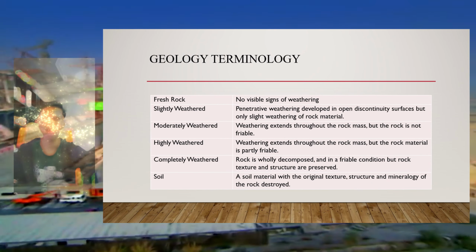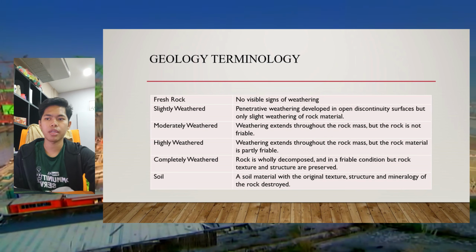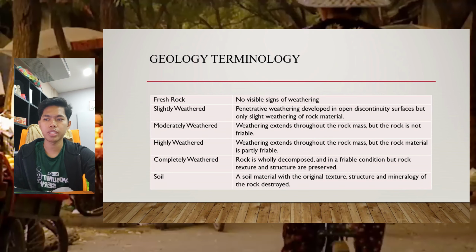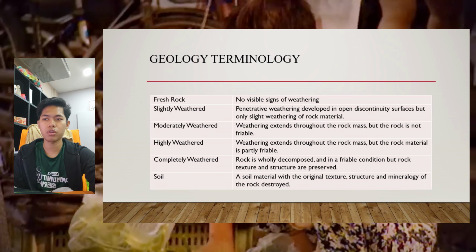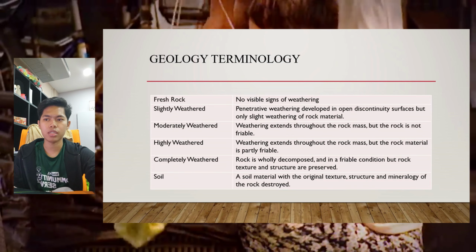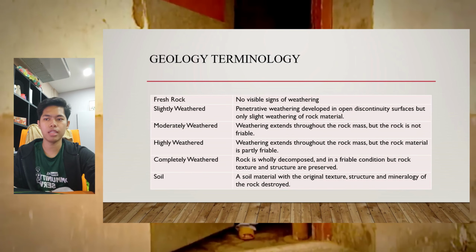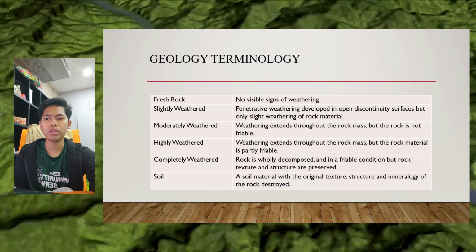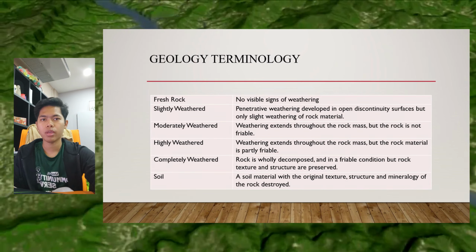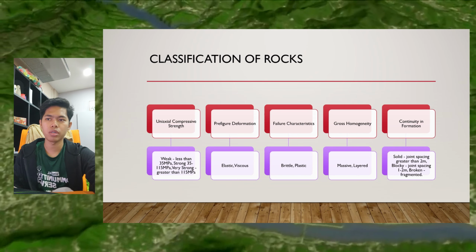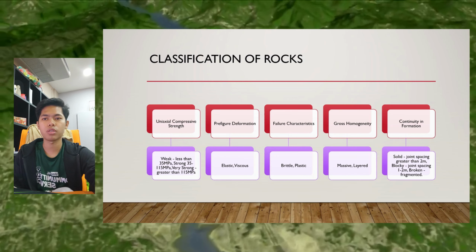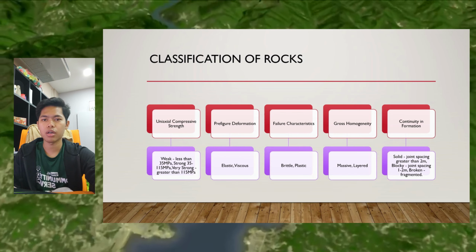Okay, now we're going to do our methodology and terminology. There are a few things that we need to check first. There is our fresh rock, and then our weathering that is slightly, moderately, highly, and completely. And the last one, the soil that we use. And then we're going to check our classification of the rock. That is a five-part thing.